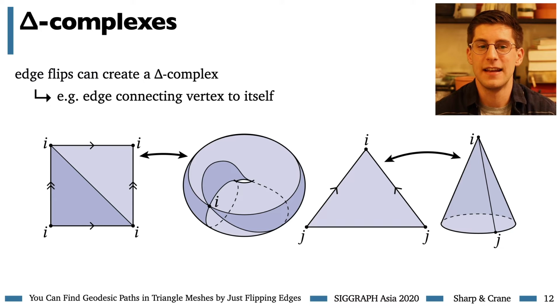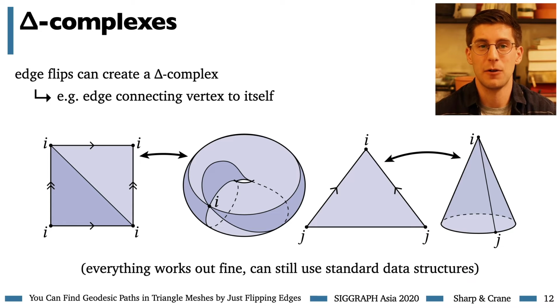One other thing to note is that these edge flips can create what's called a delta complex, for instance by creating an edge which connects a vertex to itself. This is a bit scary and makes formal proofs a lot more complicated, but in practice it won't affect our algorithm at all, and we can still use standard data structures like half-edge meshes.